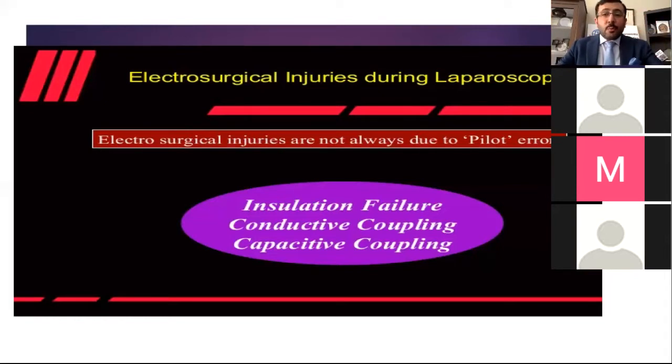And another is conductive coupling, so this is also very important, as well as capacitative. So one thing that is important, when you are doing this cautery inside, especially monopolar, you are using hook or something for dissection for lap coli, first touch the tissue, then do this. Because if you do this inside the abdomen without touching the tissue, there is more chance of these issues like coupling. So that is very important. Maybe you will damage the small bowel at that time.